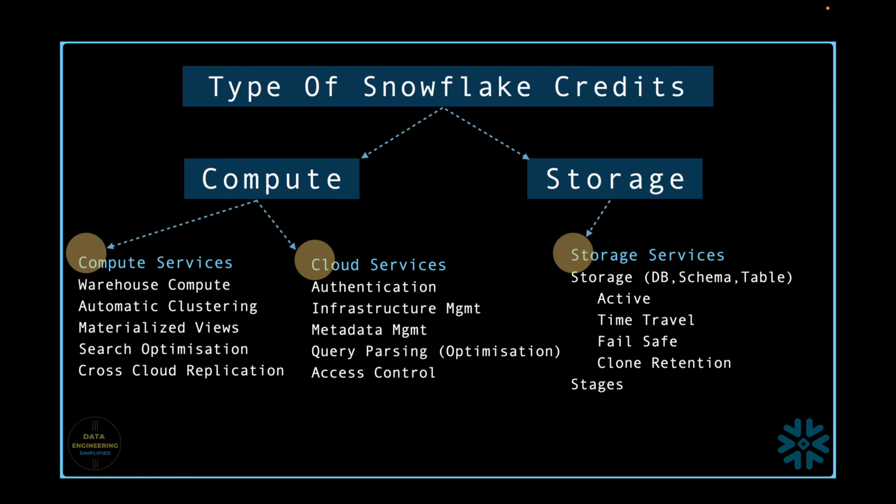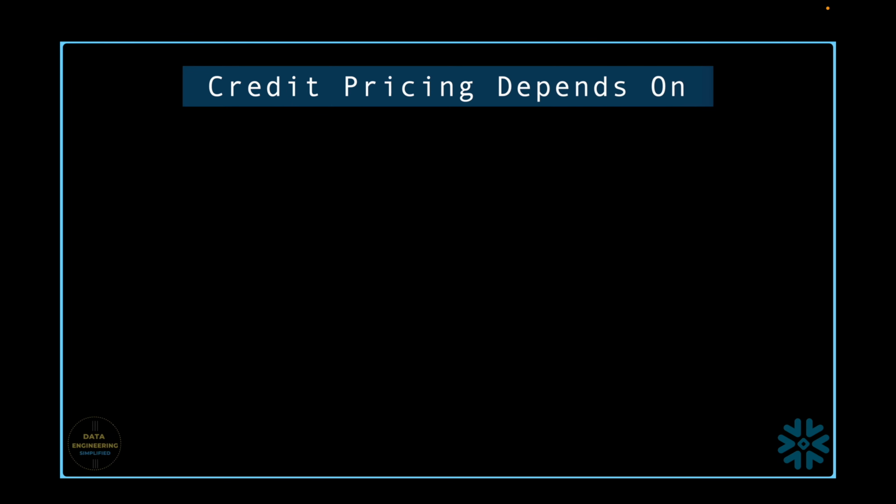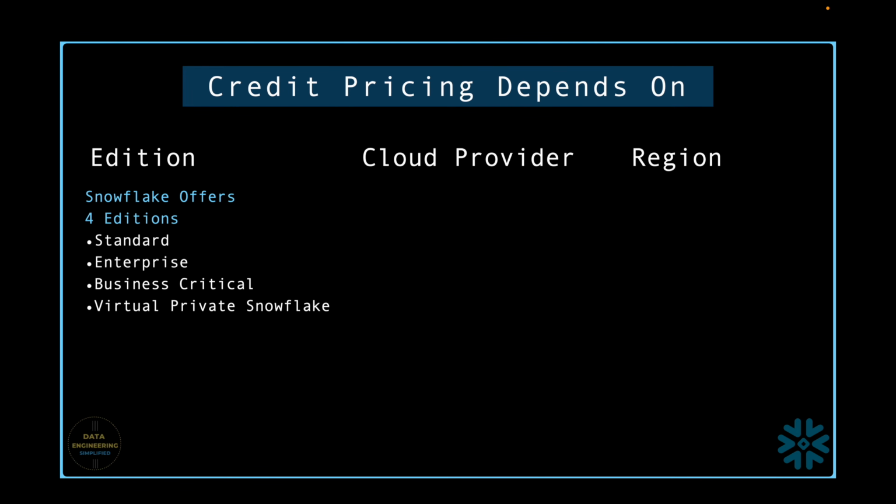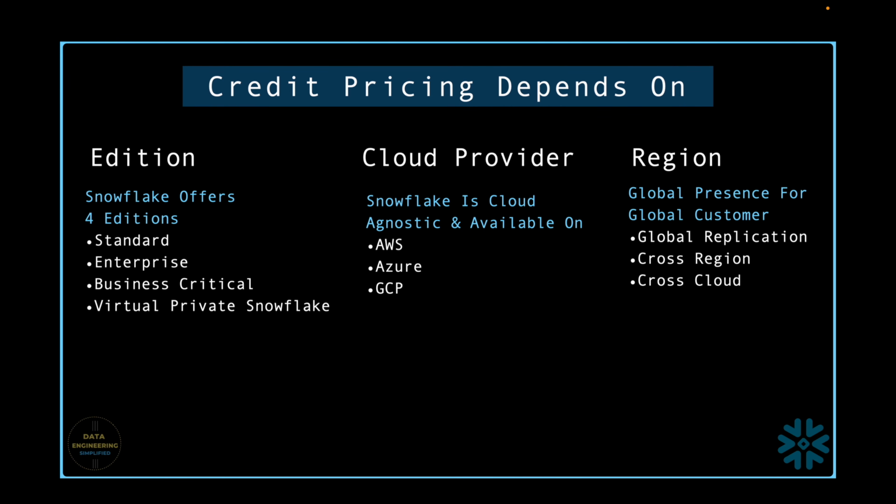When we say we have consumed 10 credits or 20 credits in Snowflake, it is not always $10 or $20. The credit pricing depends on three factors: the Snowflake edition, the cloud provider, and the region. The higher the Snowflake edition, the more the dollar value. Snowflake comes in 4 different editions: Standard, Enterprise, Business Critical, and Virtual Private Snowflake, which is also called VPS. A Snowflake instance can be hosted on 3 different cloud providers: AWS, Azure, and Google Cloud. And we can choose a different region to host our Snowflake instance.